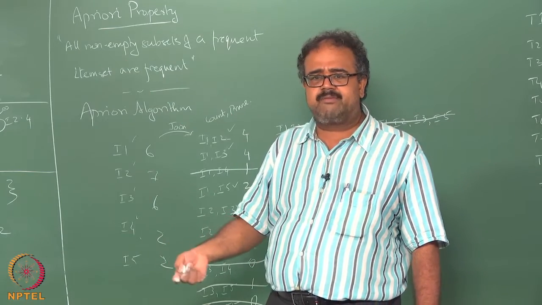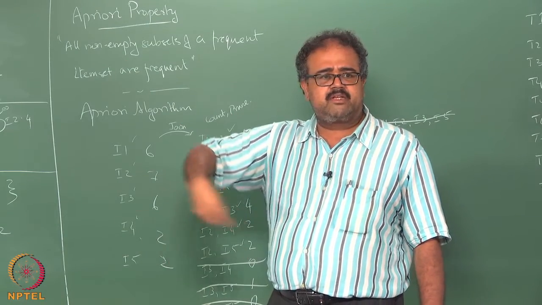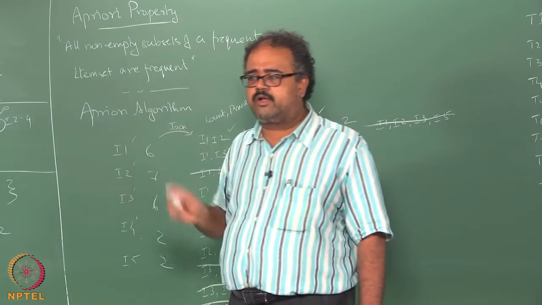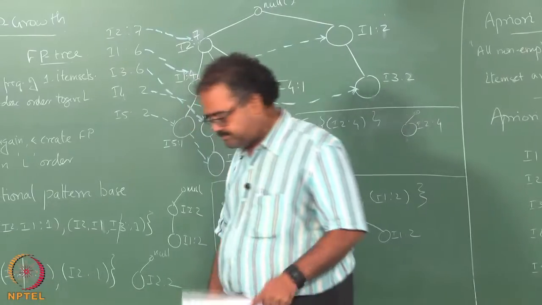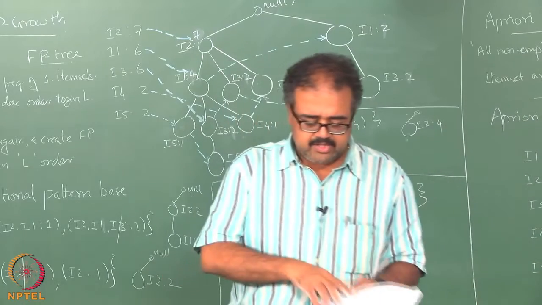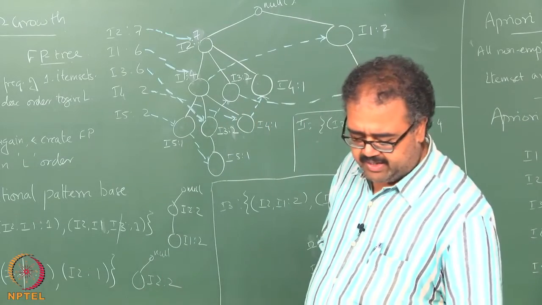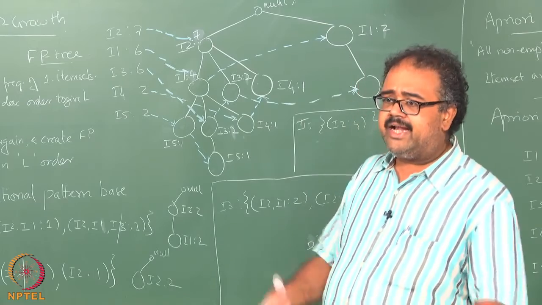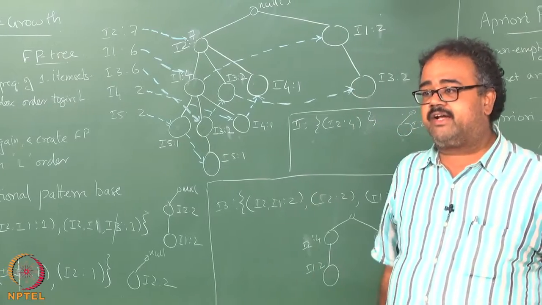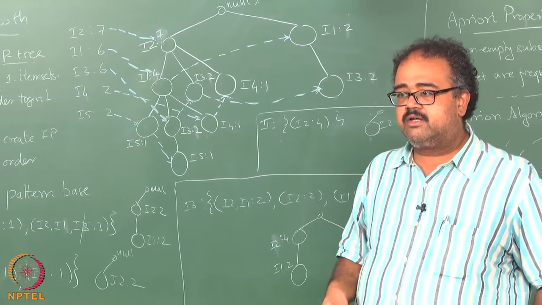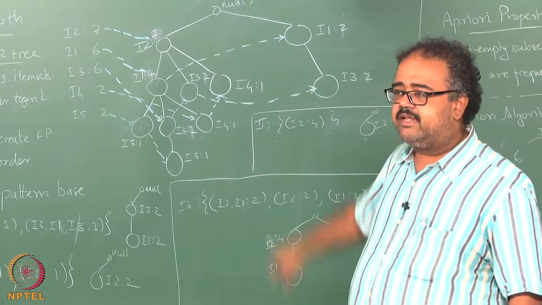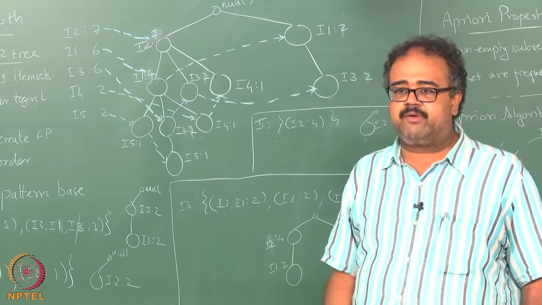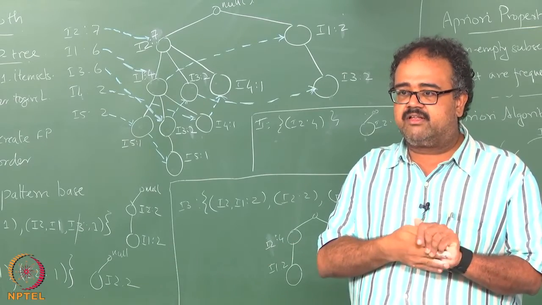Do I need to do the conditional base for I2? No, it does not matter, because I have taken all the other items. So I2 I do not have to actually process separately. What is nice about this algorithm is that I did not have to generate a lot of candidates and then prune things down. I had a way of traversing this tree that just gave me the frequent item sets. That is one thing.